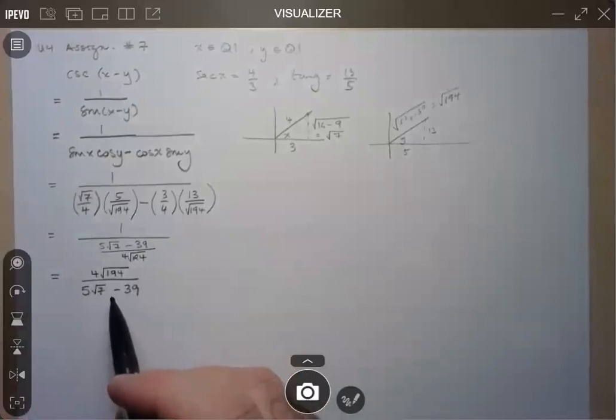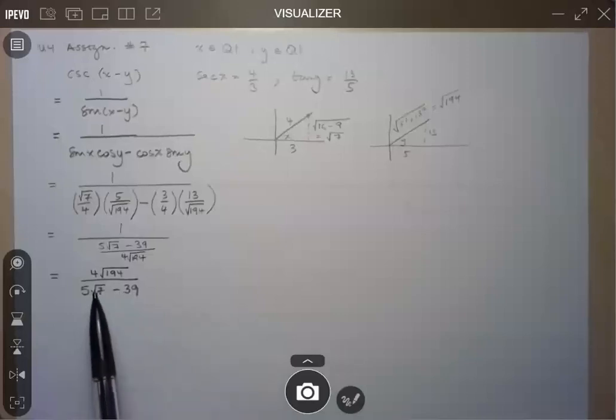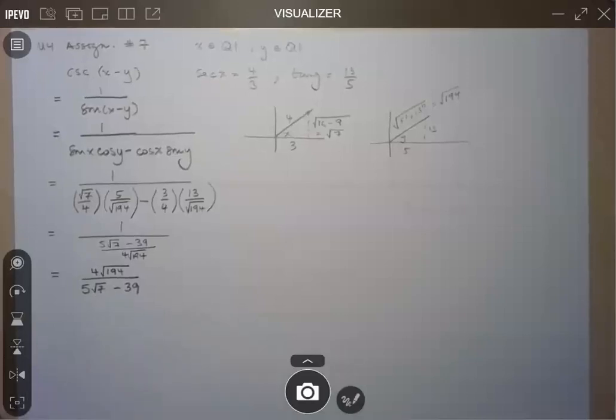And I can't say I'm too motivated to rationalize this, but if I did want to rationalize it, who remembers what I'd have to do with the denominator to rationalize that? Take a trip back to grade 11. What would I have to multiply the denominator by to rationalize? This is a trick we're going to use in the next course. Anybody? You'd have to actually, never mind.